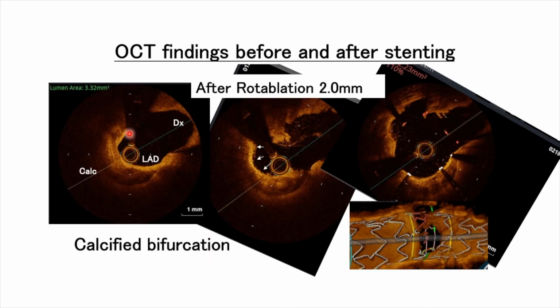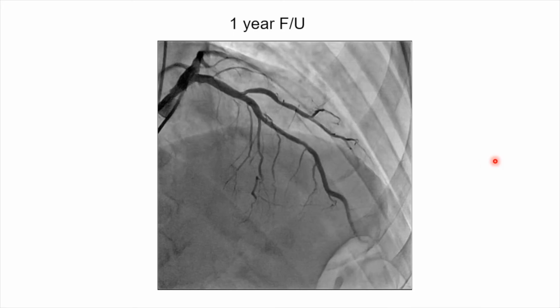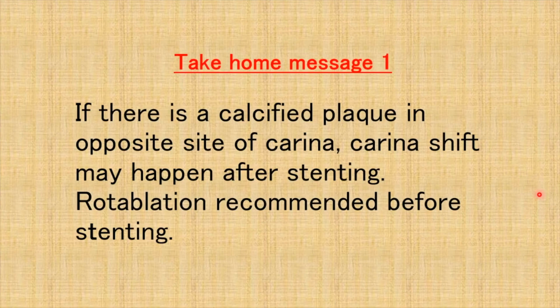OCT shows that this calcium is ablated by rotablation here. After stenting, no carina shift happened and there was wide opening of the stent. One year follow-up showed no restenosis. If there is a calcified plaque on the opposite side of the carina, carina shift may happen after stenting. Rotablation is recommended before stenting.